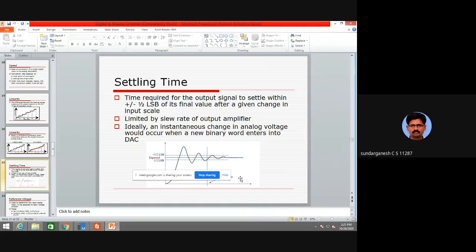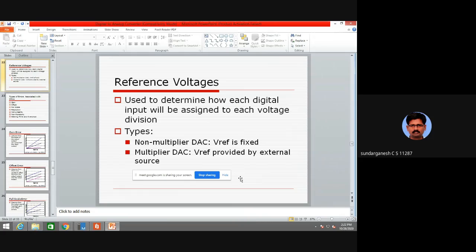Settling time is the time required for the output signal to settle within plus or minus 1 dB of its final value after a given change in input scale. The input is limited by the slew rate of the output amplifier. So ideally, an instantaneous change in analog voltage would occur when a new binary word enters the DAC.